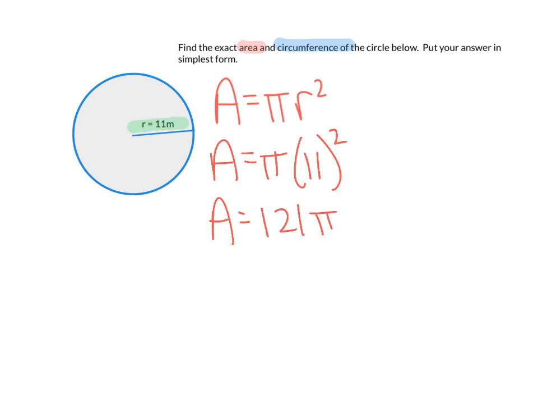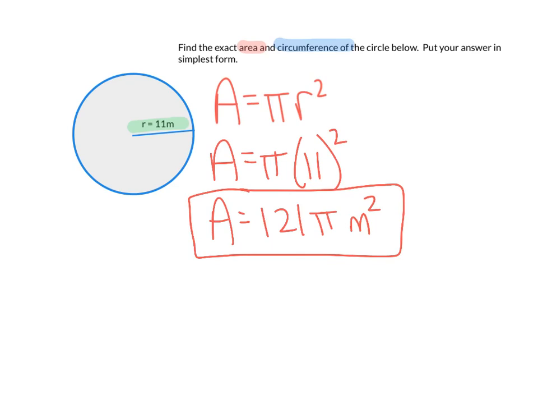Pi, we're going to leave it in terms of pi. We're not going to multiply by 3.14. We're not going to use the pi button on our calculator. We're going to leave it in terms of pi, and since it's area, it's meters squared. So here is our exact area of our circle.